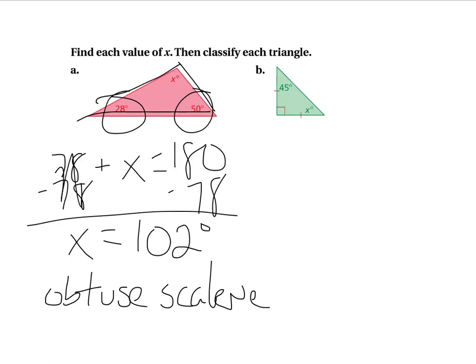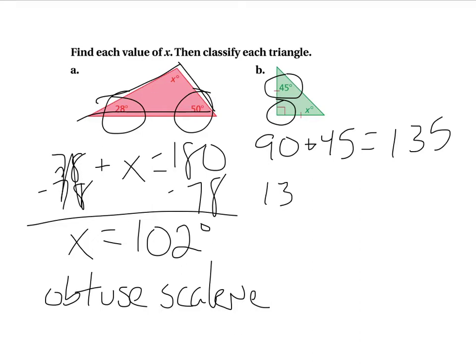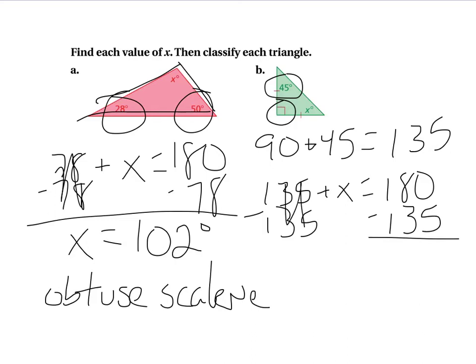Going to B, we got 45 here, and that symbol, of course, means 90. So I'm going to add my 90 plus my 45, and I'm going to get 135 degrees. 135 plus x equals 180. I'm going to subtract 135 from both sides. That cancels out. X equals then 45 degrees. And that's a degree symbol. I should put that there, sorry.